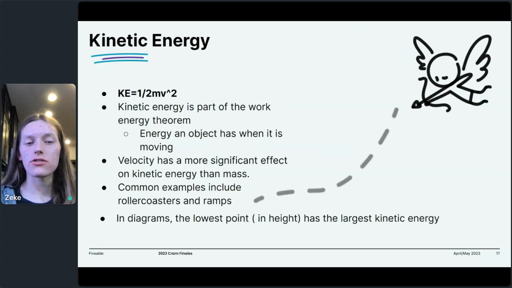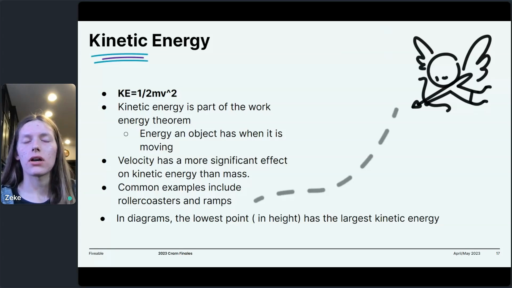So the equation for kinetic energy is going to be 1/2 the mass times the velocity squared. Kinetic energy is a part of the work-energy theorem, and it's the energy an object has when it is moving. It is important to note that velocity is going to have a more significant effect on kinetic energy than mass.